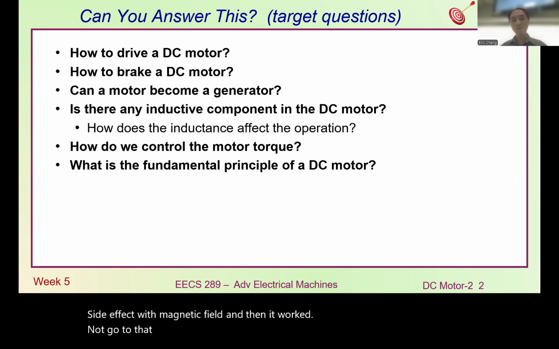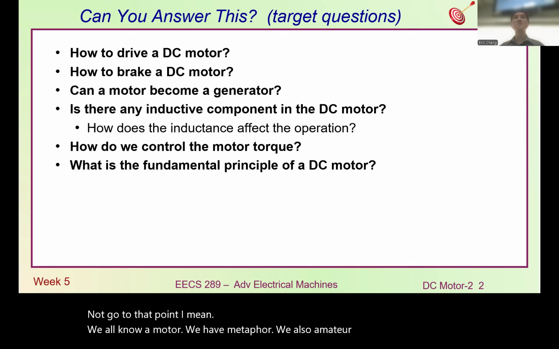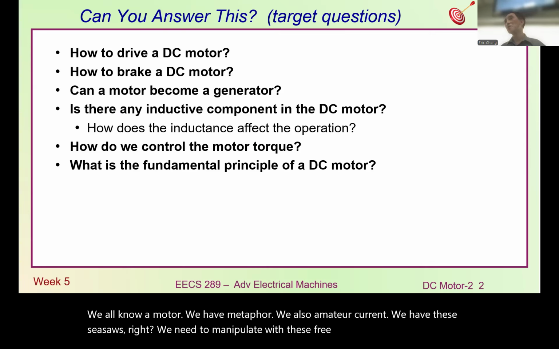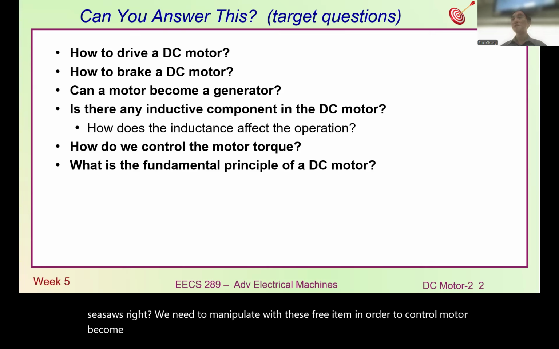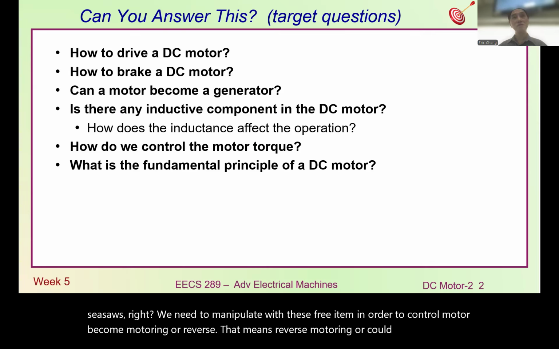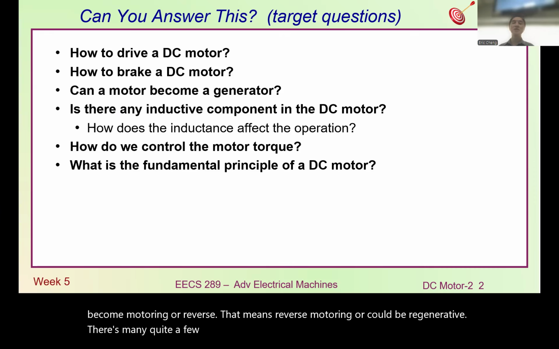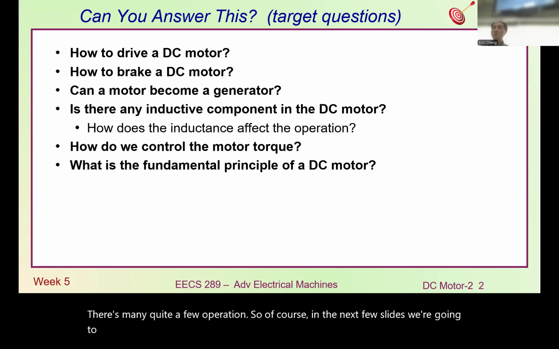Well, we all know in a motor we have a magnetic field, we also have armature current, we have a DC source, right? We need to manipulate these three items in order to control the motor to become motoring or reverse motoring, or it could be regenerative. So there are quite a few operations. In the next few slides, we're going to show you a few basic operations.